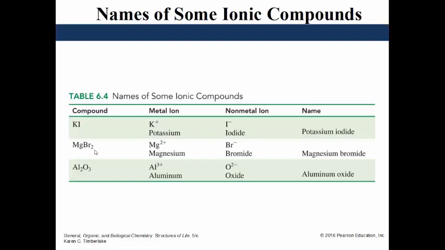Magnesium and bromine together. When you are saying their name as a compound, it's magnesium, because that's the metal, that comes first, and then bromide. Next, Al2O3. The metal part would be aluminum, the nonmetal would be oxygen, but you're dropping the ending of the word oxygen and adding the ending "ide." This is the same process for all ionic compounds. Metal first, nonmetal second, and the ending will always be "ide," I-D-E.